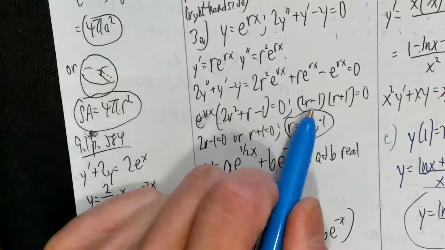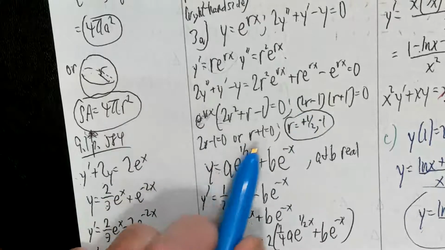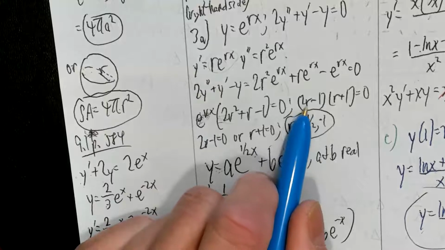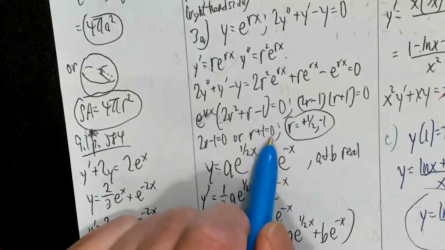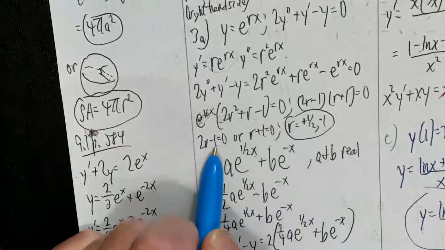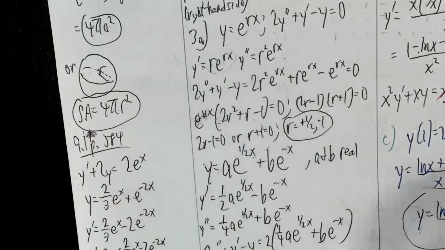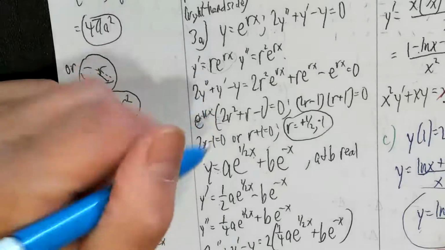Exponentials can't be 0. So it looks like r is equal to 1/2 or -1, right? By the zero factor property, 2r minus 1 equals 0, or r plus 1 equals 0, which leads me to r equaling 1/2 or -1. So that's the answer to part A. I guess I should have labeled part B here.